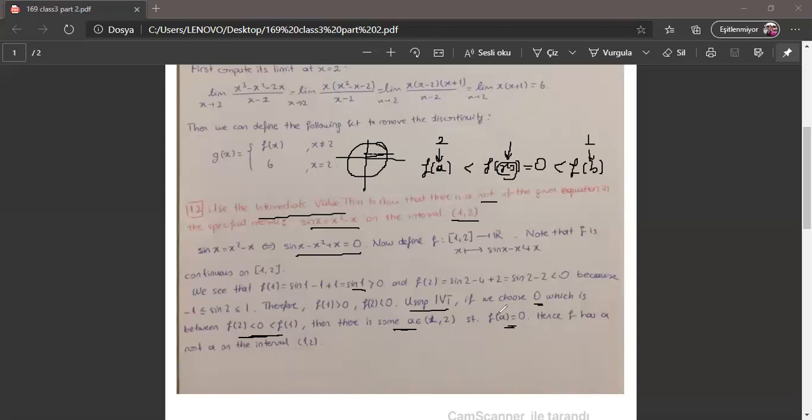So what does that mean? As I said before, if we have this, then we say x0 is a root of f. So a is a root of this function f. As we desired, we found such a number.